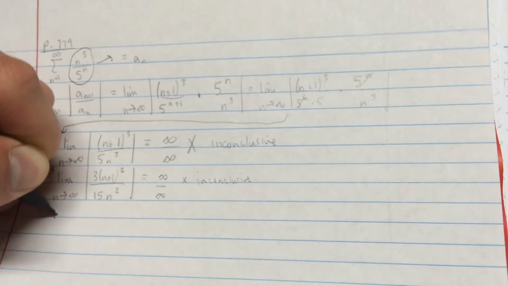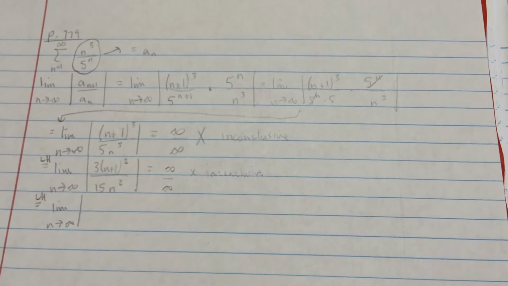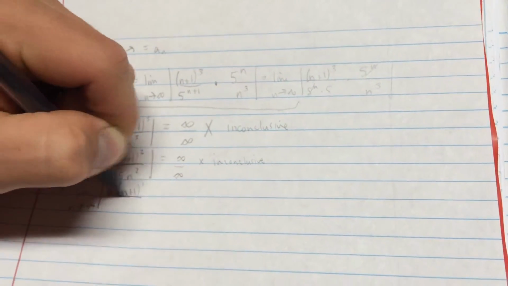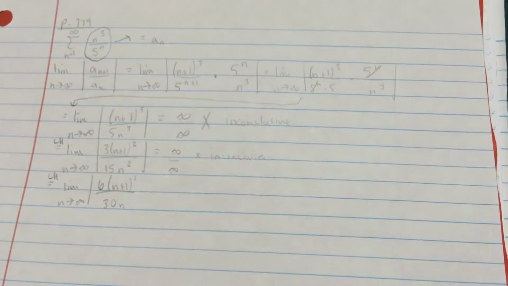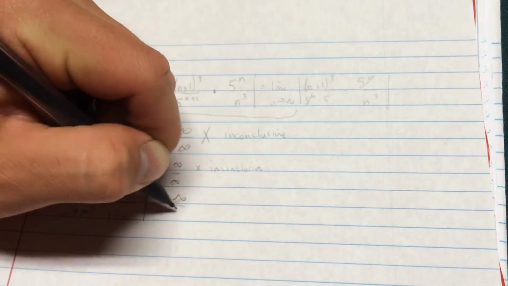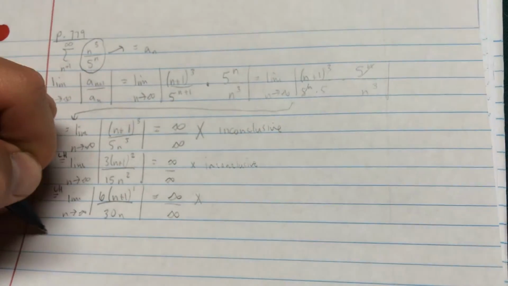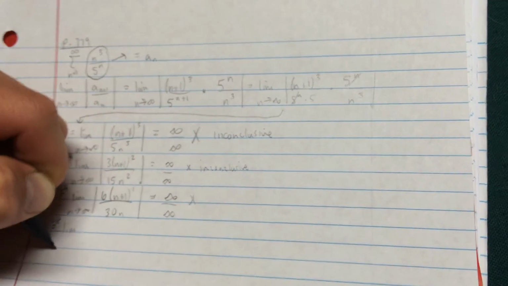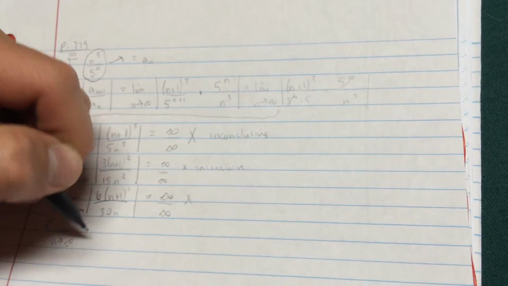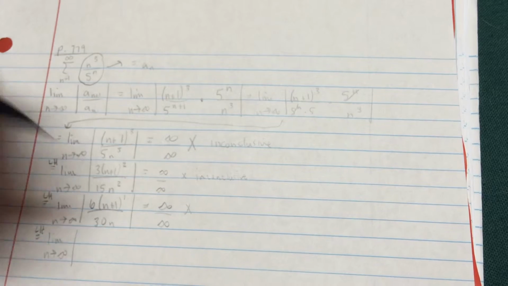Do L'Hopital's again by taking the derivative of the top and bottom once again. You get 6 times n plus 1 to the 1 power over 30n. Which still gives you infinity over infinity when you plug in infinity, which does not work. L'Hopital's one more time. The limit as n approaches infinity of, well, this is really just 6n plus 6.